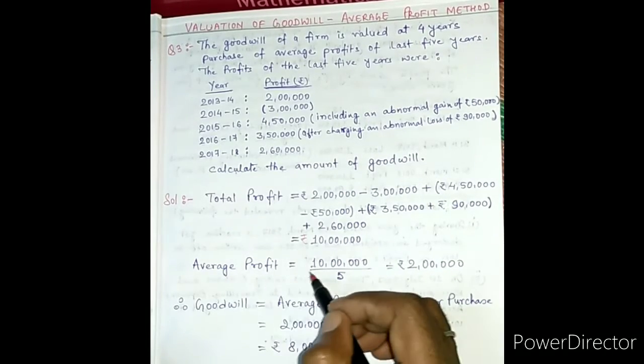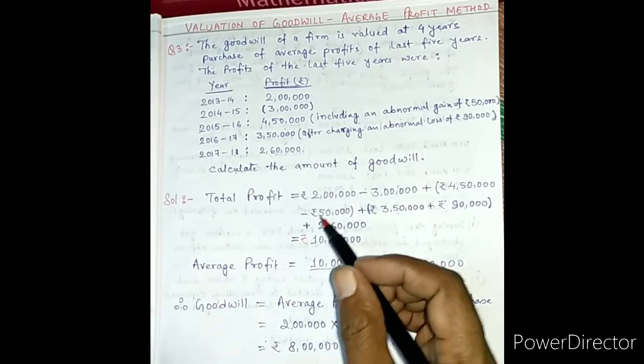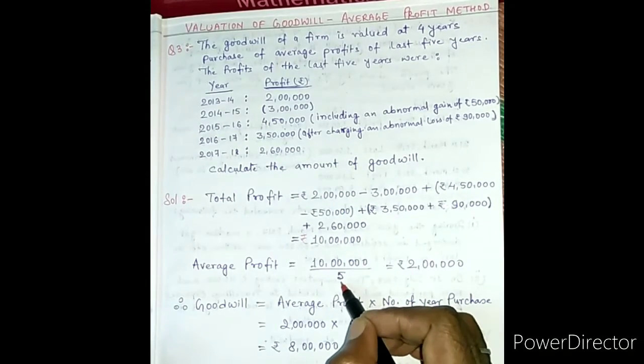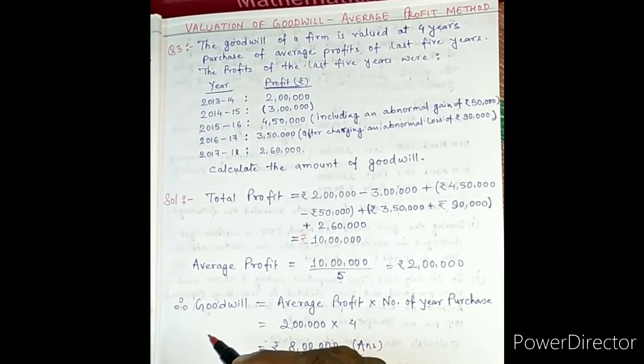So average profit is equal to total profit divided by number of years. So the number of years here is 1, 2, 3, 4, 5. So we have to divide it by 5. We are getting 2 lakh rupees. And then we have to calculate the goodwill.